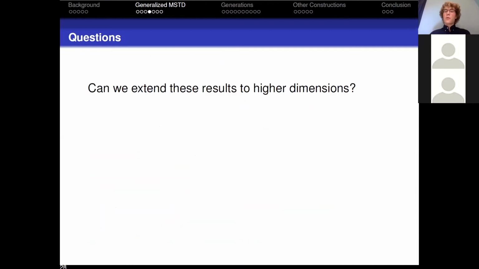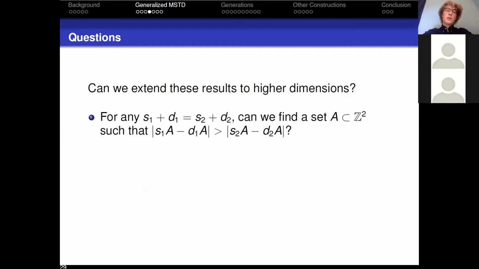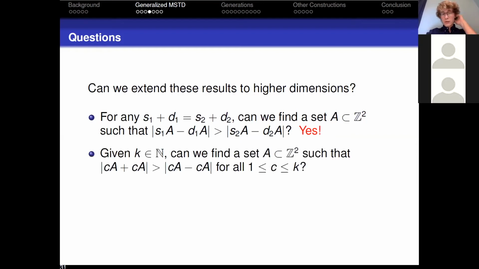So our question is, how can we send these results to higher dimensions, and if so, how? For example, given any two pairs, S1, D1 and S2, D2 like before, can we find a two-dimensional set so that S1A minus D1A has more elements than S2A minus D2A? We can do this using some constructions that are inspired by the one-dimensional constructions. Similarly, given any natural number k, can we find a two-dimensional set A so that CA plus CA has more elements than CA minus CA whenever C is less than or equal to k? And again, we can do this, inspired by the one-dimensional arguments.